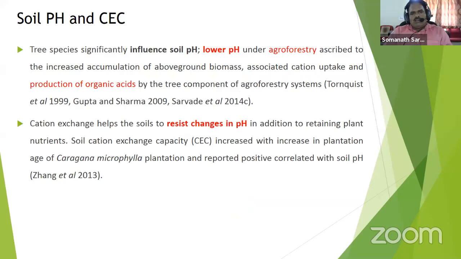Soil pH and CEC, cation exchange capacity. As I said earlier, the organic chemicals added to the soil during the decomposition of the leaf litter reduce the soil pH, and also it affects the soil health. Most of the nutrients depend on the soil pH, and as the soil pH is lower or higher, it affects the uptake of the soil nutrients.